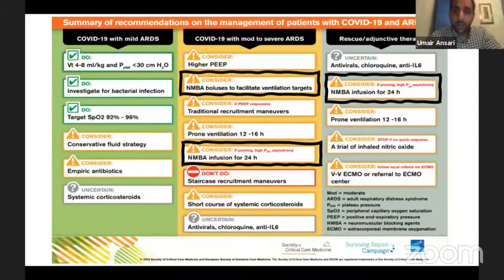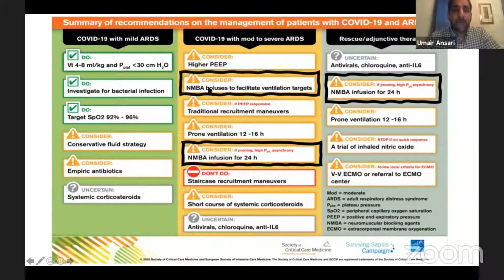Now we're going to get into COVID-19 in ARDS and a summary of the recommendations currently. As you can see here, when COVID came around, obviously that changed the way we were going to use NMBAs. We were going to use them when we had to. What's highlighted here is that in COVID patients with moderate to severe ARDS, NMBA boluses are considered to help patients on a ventilator make sure they're synchronized with the ventilation management. So boluses are recommended first.